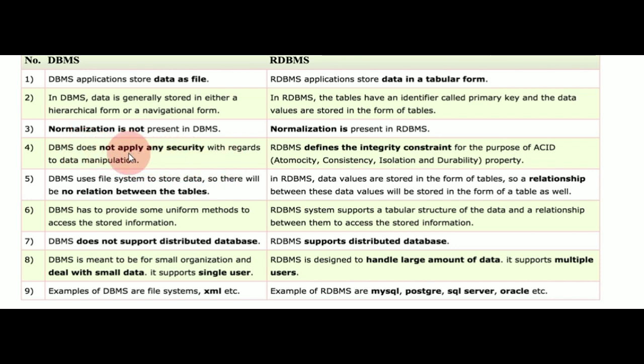Generally, normally, if you open a particular file, you cannot find any security, even though you can hide a particular file. With respect to data present inside a text file, you cannot find any security mechanisms. But RDBMS, on the contrary, defines integrity constraints. That is, if a particular entry is going to satisfy a particular condition, then only is the data eligible to be stored in that particular table.